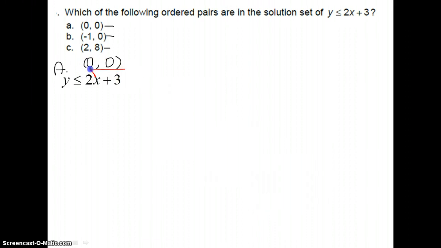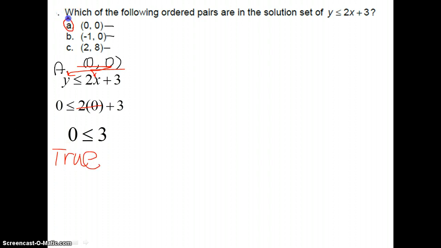So I'm going to put 0 into x and 0 into y. So when I do that, I'm going to get 0 is less than or equal to 2 times 0 plus 3. Now what's 2 times 0? It cancels, so I'm left with 0 is less than or equal to 3. Is that a true statement? Yes. So that is part of the solution.